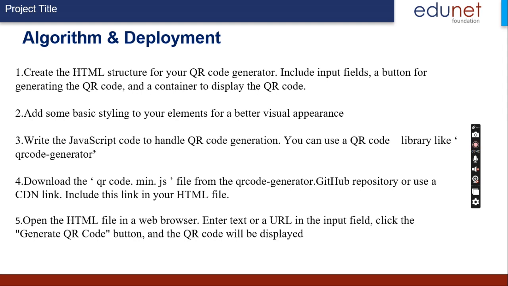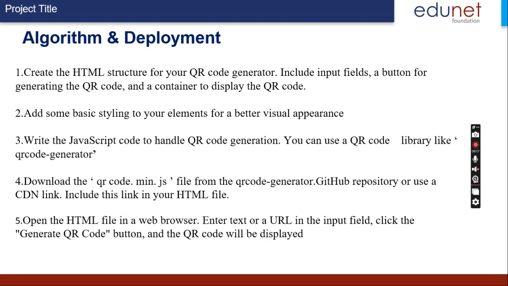The algorithm and deployment. First of all, we create an HTML structure for the QR code generator. In this, we include input fields, a button for generating the QR code, and a container to display the QR code. Next, we add some basic styling to the elements for a better visual appearance. Next, write the JavaScript code to handle QR code generation. You can use a QR code library like QR code generator.